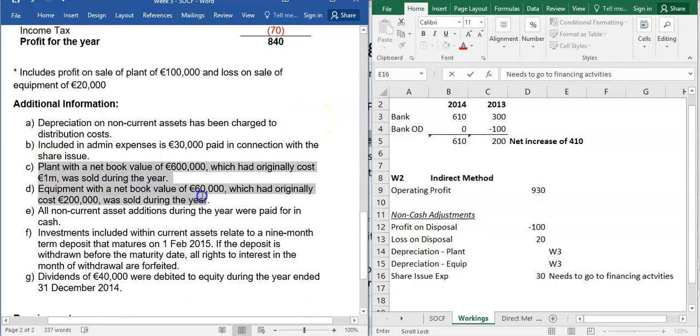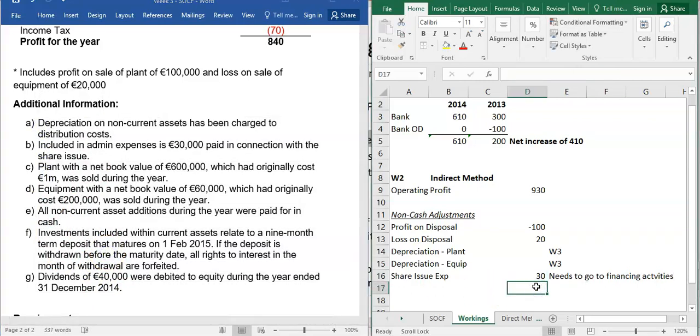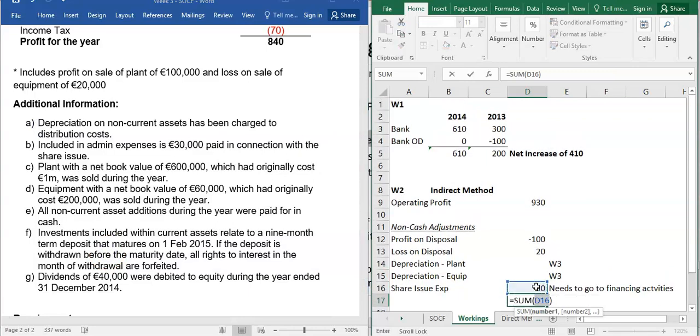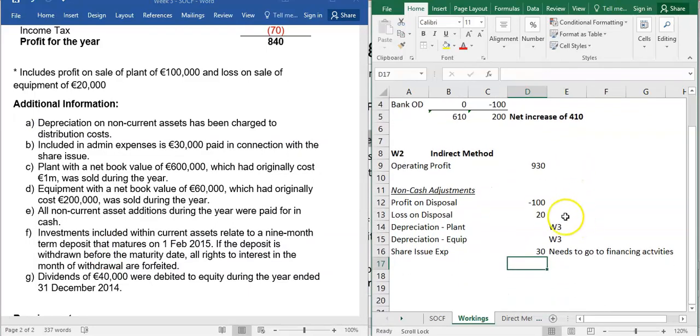This tells us about the disposal of the plant and equipment. We know we have the profit or loss there. That's fine. Some of you might go on now and put in the disposal proceeds straight away. I'll wait until we get to that section. And then you're told dividends, they're not related to this adjustment either. So there are our key elements that we're going to figure out now, how we're going to get to the indirect method for cash flow from operating activities.